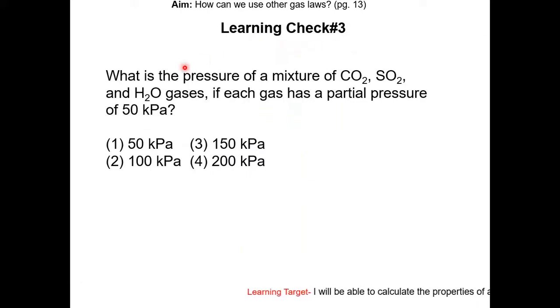Learning check number 3. What is the pressure of a mixture of CO2, SO2, and H2O gases if each of the gases has a partial pressure of 50 kilopascal? Pause the video and resume once completed. Since each gas is 50 kilopascal, the sum will be 50 times 3, or 150. Choice 3.